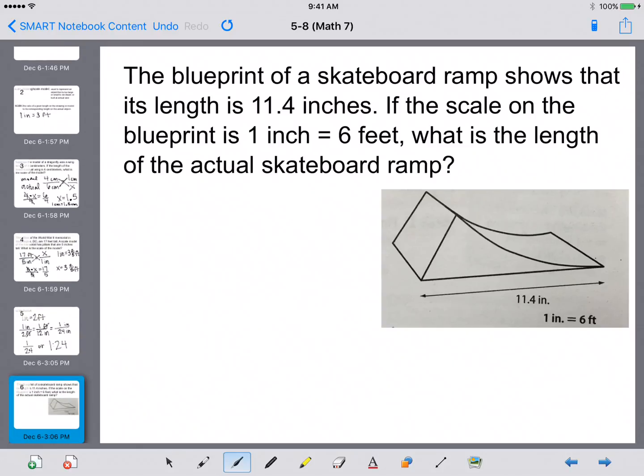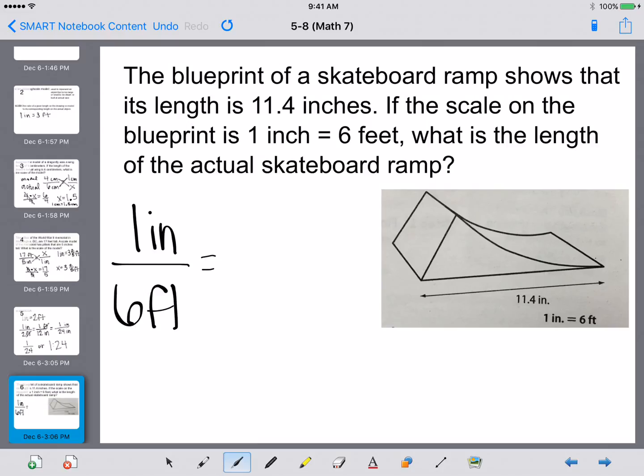So here we get the blueprint of a skateboard ramp shows that its length is 11.4 inches, and you can see that right there in the picture. If the scale on the blueprint is 1 inch equals 6 feet, what is the length of the actual skateboard ramp? So here we know that our scale is 1 inch is equal to 6 feet.